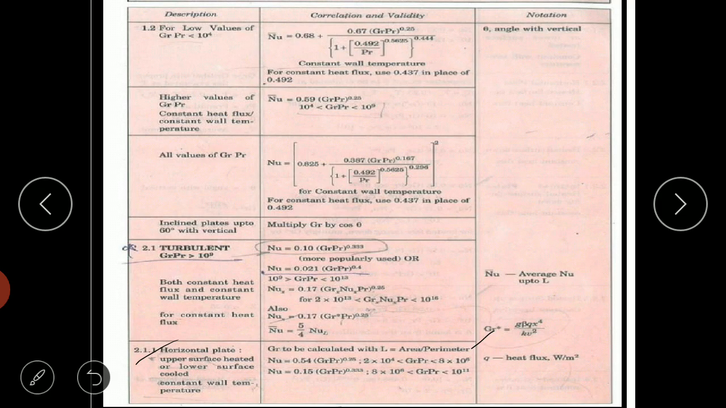Okay, now for the first case, upper surface heated, you can see here, upper surface heated, we have the first formula within the given range of GrPr. Then this is at constant wall temperature. Okay, the formulas are for constant wall temperature, and for the second range of GrPr, we have this formula. So based on GrPr, we have two sets of formulas to find out the Nu value. Okay, so this is for upper surface heated or lower surface cooled, constant wall temperature. Okay, that is the first case.